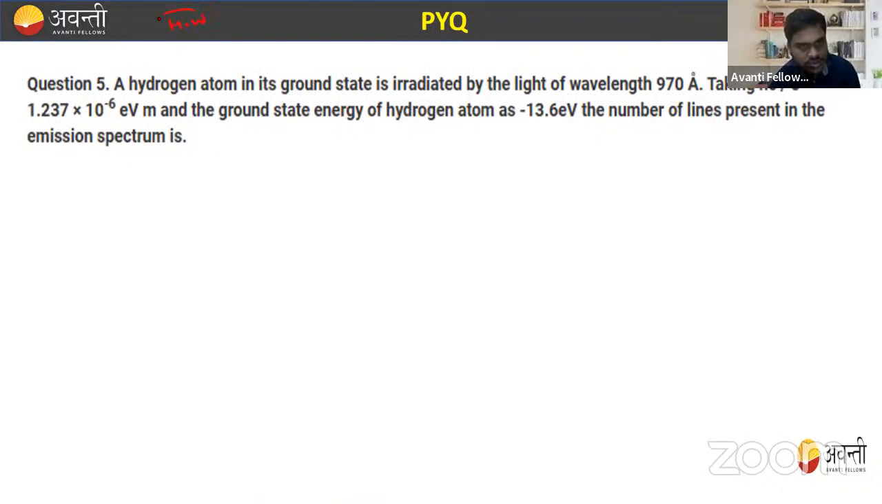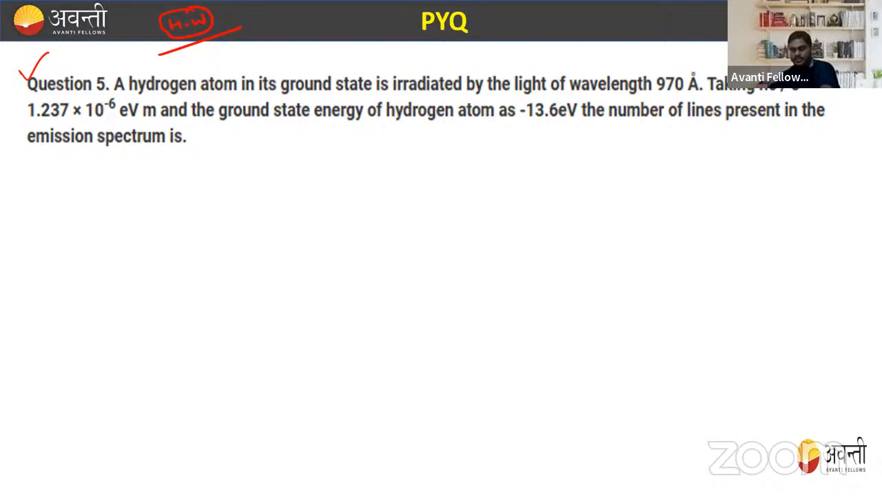So this is your homework question. I'm starting tomorrow's class from this question itself. So try to solve this question. What does the question state? A hydrogen atom in its ground state is irradiated by light of wavelength 970 angstrom. Now taking hc upon e is equal to this eV·m, and the ground state energy of the hydrogen atom is 13.6 electron volt. The number of lines present in the emission spectrum is.